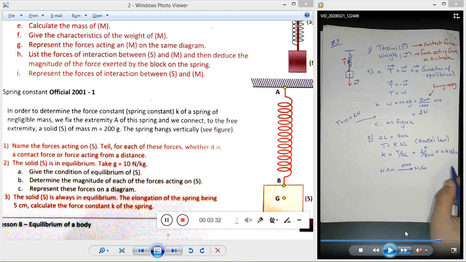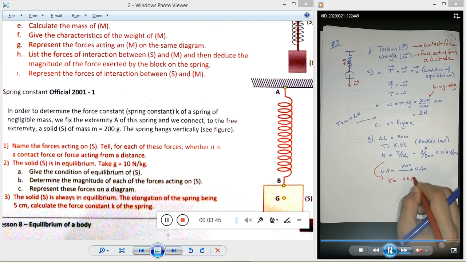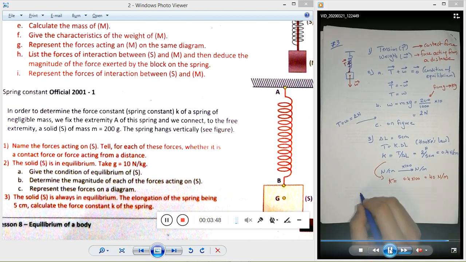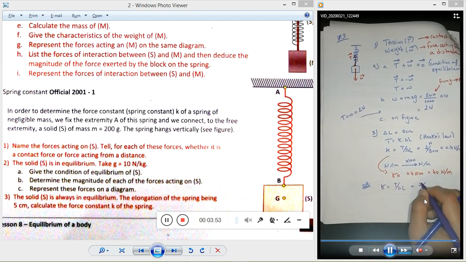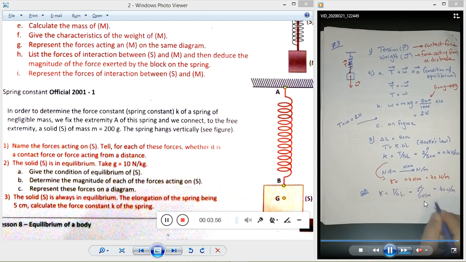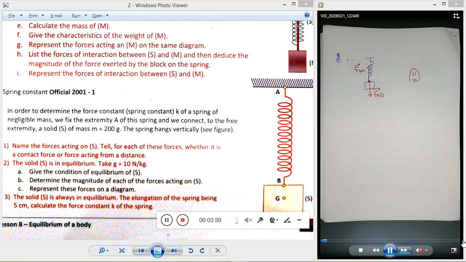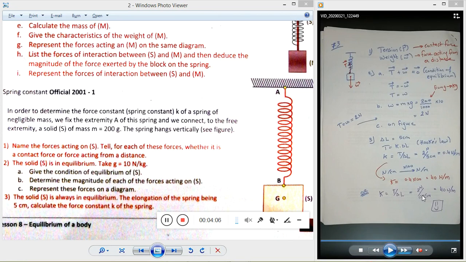To convert into the SI unit, which is newton per meter, we multiply by 100. From newton per centimeter to newton per meter, we multiply by 100. The answer will be, of course, 40 newtons per meter. We can also solve this with another method, converting the elongation into SI units from the beginning. 5 centimeters is 0.05 meters. We'll get the final answer in SI units. So 2 over 0.05, which is 40 newtons per meter. Thank you so much.